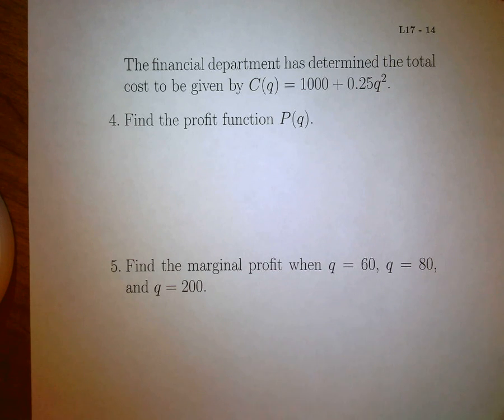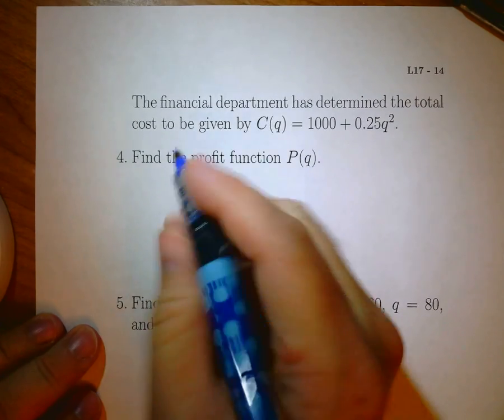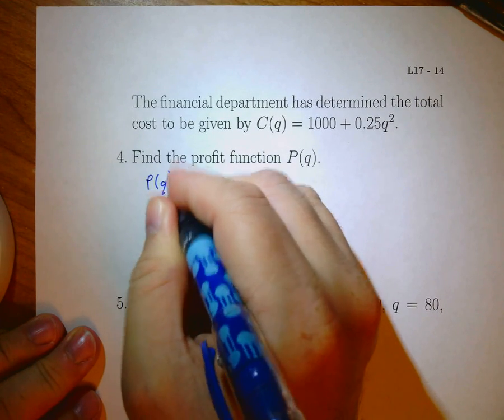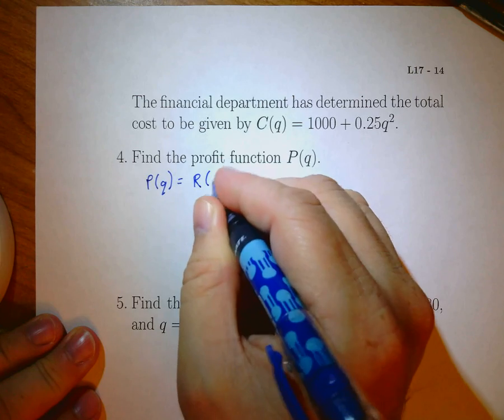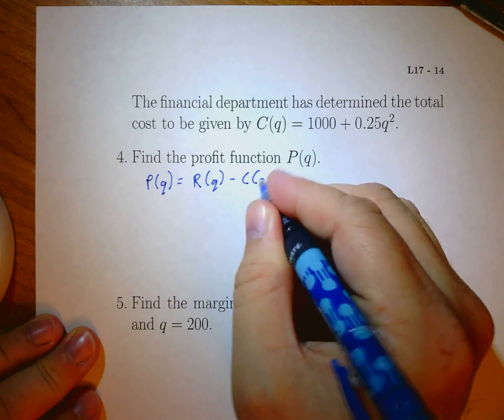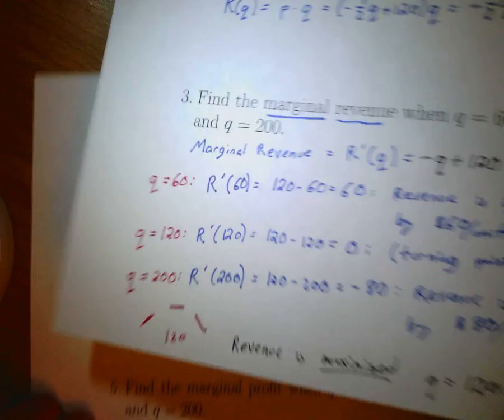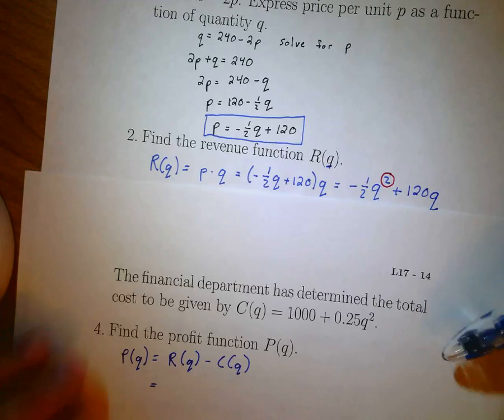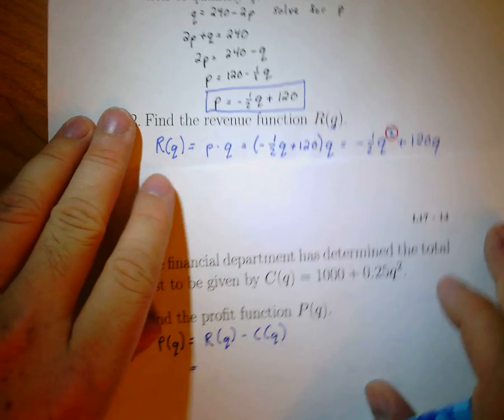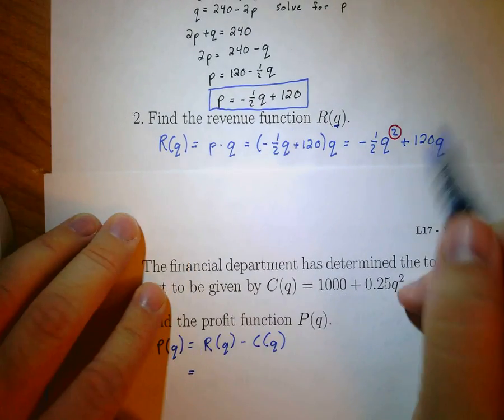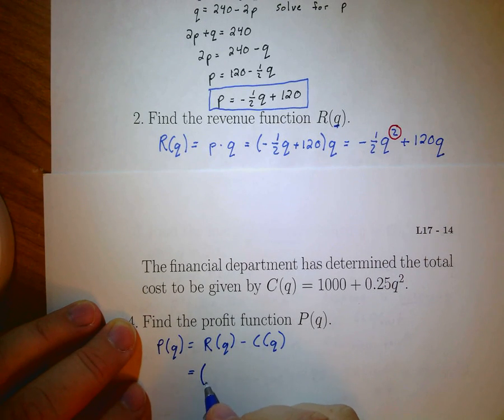Now profit in this case is just going to be revenue minus cost. So that's kind of easy to remember. So profit is going to equal how much money we bring in, subtract off how much it's going to cost us. Alright, now we already figured out what revenue was from the last lecture, so let's go ahead and write that down. From the last page on our lecture notes, we had that the revenue is going to be negative 1/2 q squared plus 120q. So that was what we found for number 2.